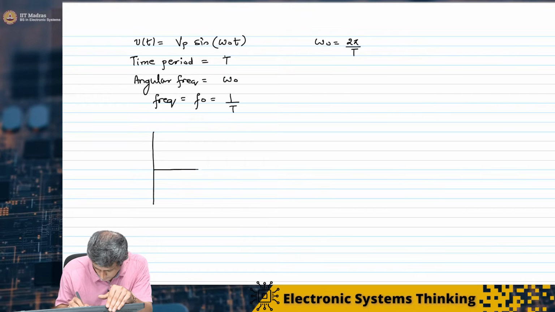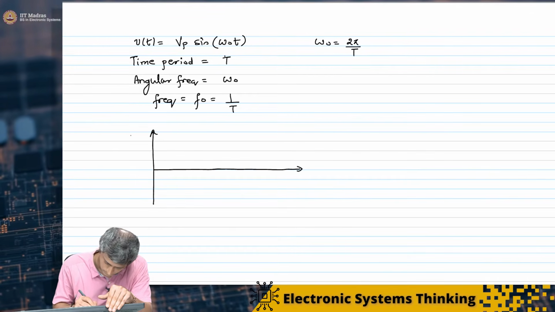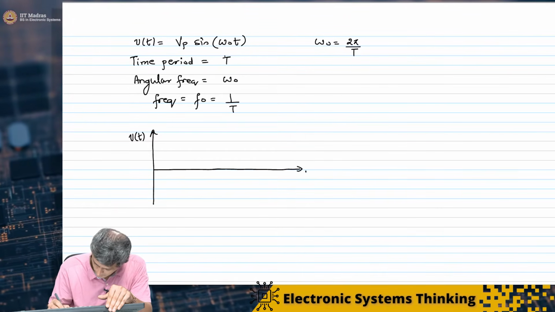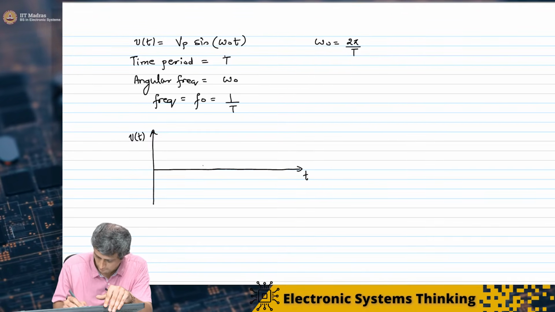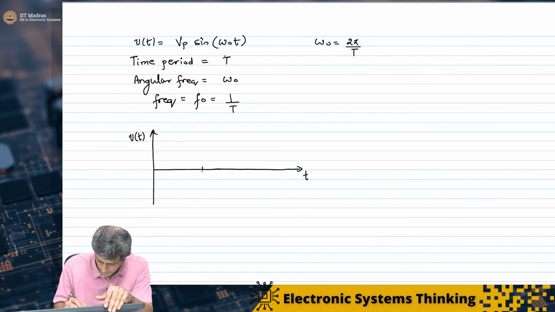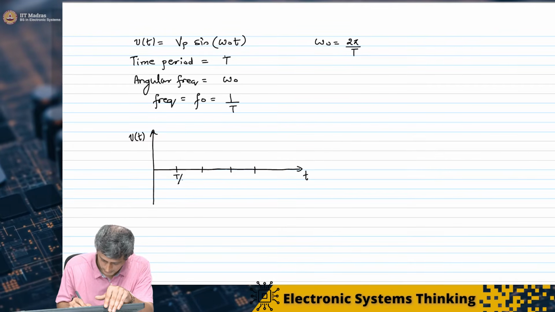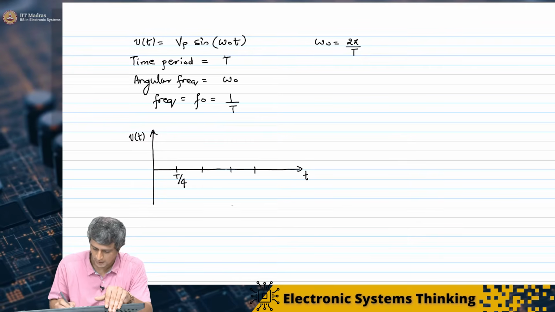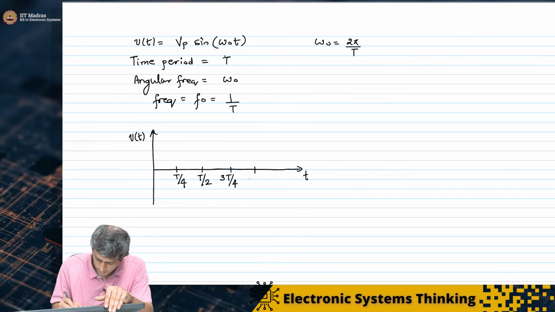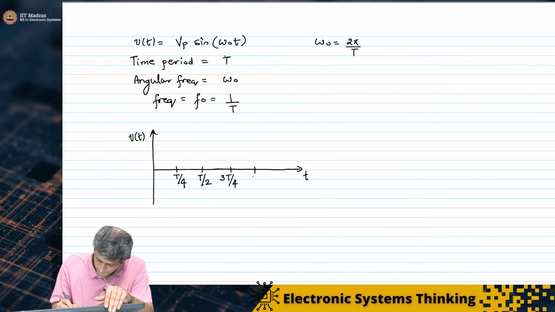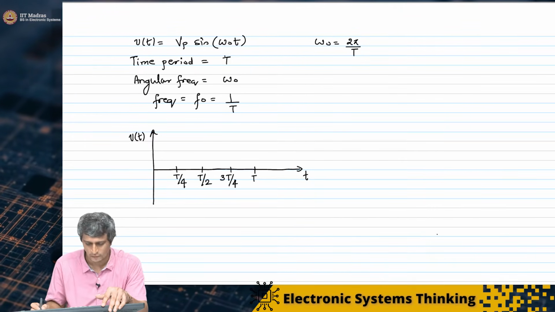Okay, so let's now plot this function here, v of t, and I'm going to look at different values of t here. Just as I looked at the case when it was 1 hertz, I will look at T by 4, then T by 2, 3T by 4 and T, right. So exactly like what we had earlier.